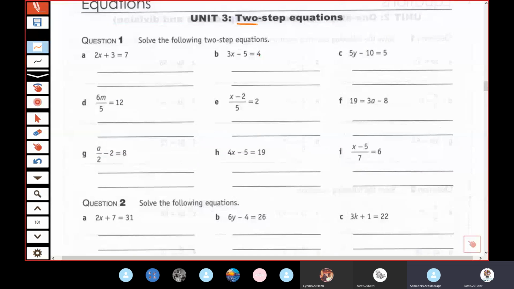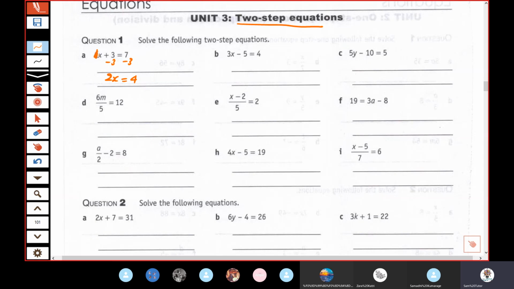Equations. You actually have to do it in 2 steps. So when you see a question like this, where you've got 2x plus 3 equals 7, the first thing you've got to get rid of is the plus 3. How do I get rid of a plus 3? You do minus 3 on both sides. And then 2x equals 4. See how you're not left with x?